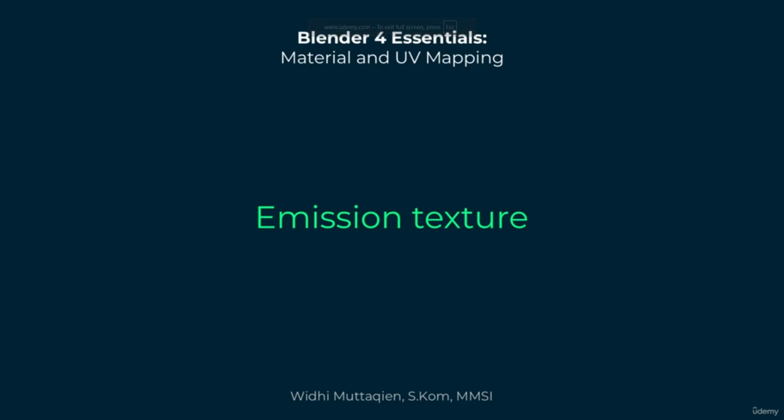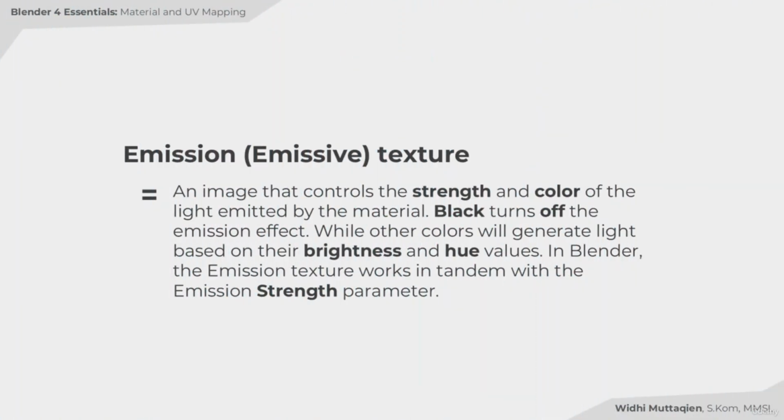or emission texture. Basically, it is a texture that controls which area of the surface emits light and which area does not. Pure black will turn off the emission effect, while other colors will generate light based on their brightness. What is so great about the emission effect is that you can also use RGB or colored images. If you use a colored image, then the color of the light will follow the color in the image.